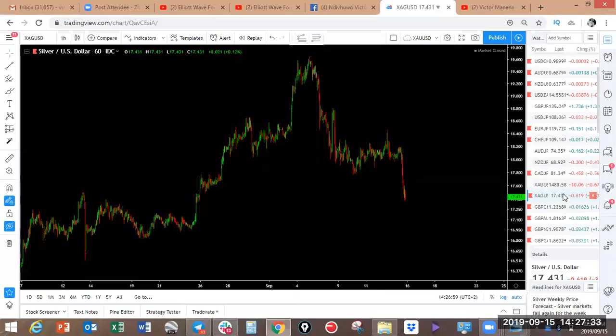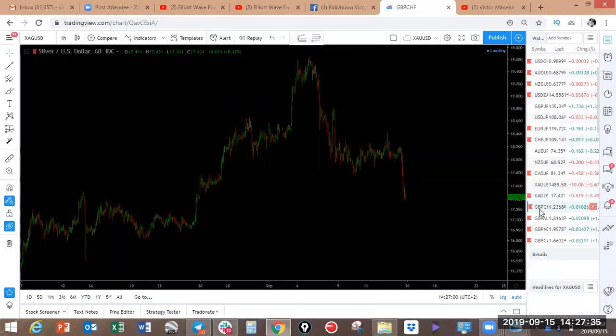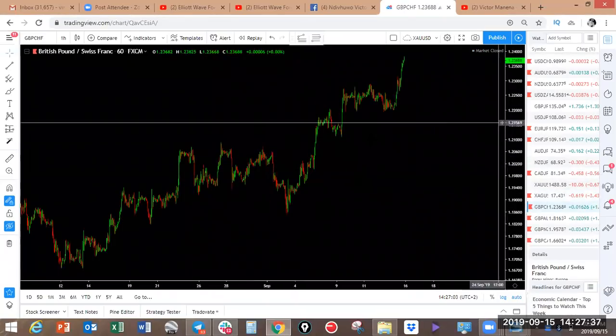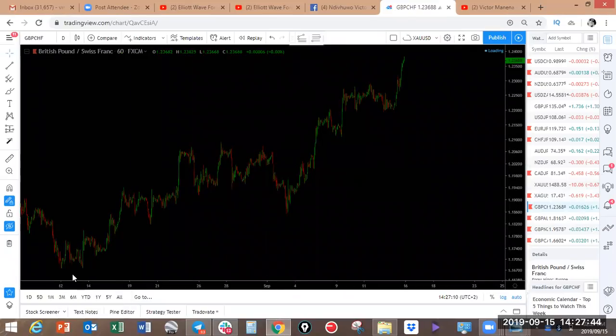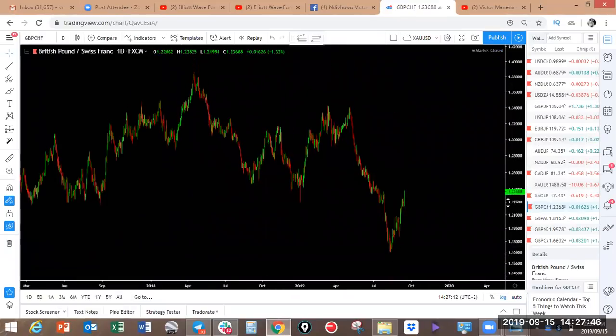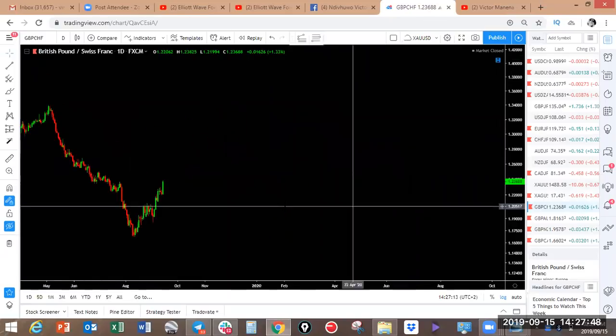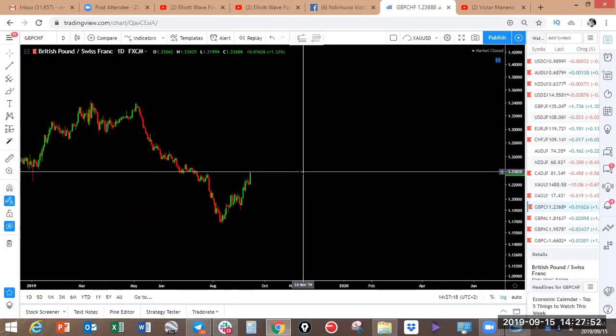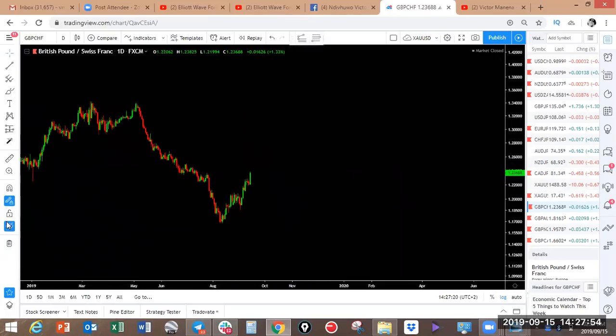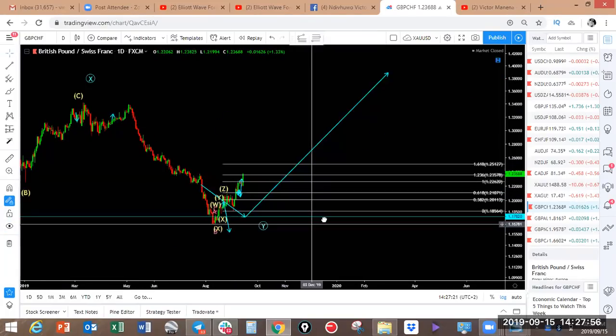Let's run through the pound pairs. Pound Chief, as I showed you during trade setups, we've got a forecast on Pound Chief, and we're looking for it to push higher into the blue box. We've got the blue box, but it looks like that blue box may be invalidated because this move to the upside looks very strong. But let's see how it happens during market analysis.